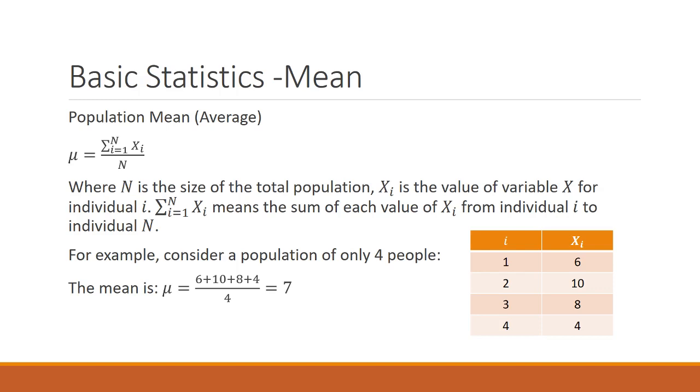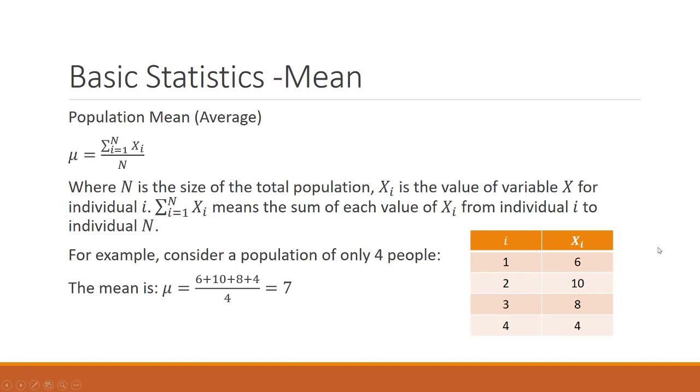Let's say I want to know the average income for all farmers in northern Ghana. That would be the population mean, where n is the size of the total population, and xi is some unique value of the variable x. What we do is sum up those values. If we have some data set with different values for x for different individuals, and we have 4 people in this population, we add up all the values and then divide by 4. That gives us an average of 7.